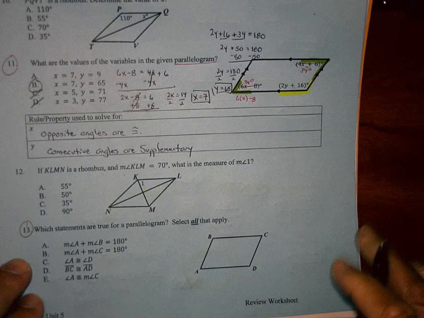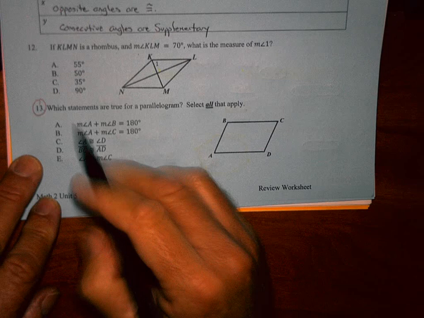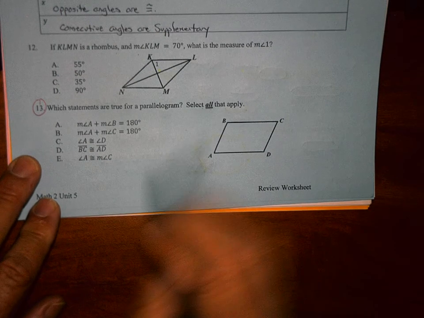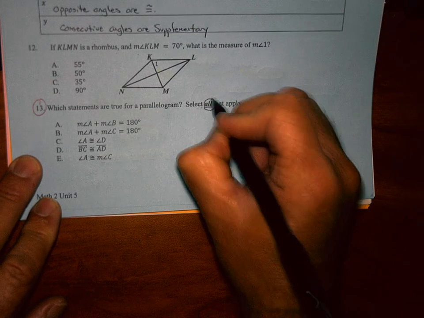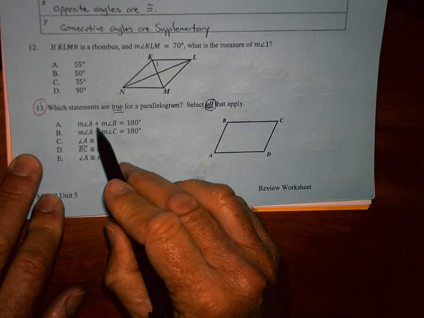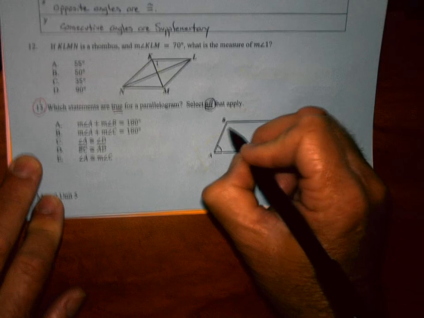All right, number 13. This will be the last one that I'll do, and then I'll take a break for a little bit. So number 13, which statements are true for a parallelogram? Select all that apply. Okay, so notice it says select all that apply, and we're picking the statements that are true. So that means there could be more than one answer.